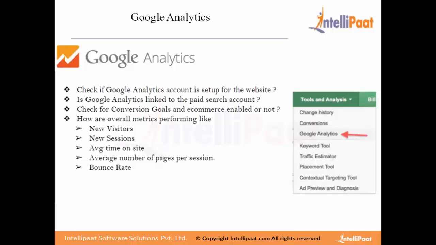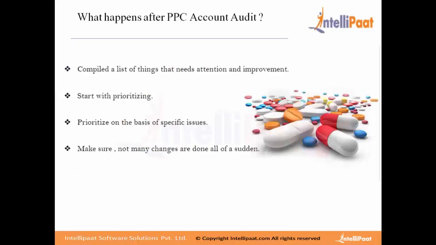When I say metrics, some of them are how many new visitors there were in a specific time period, how many new sessions, and the average time spent on the website. That also needs to be checked, along with the average number of pages per session and the bounce rate. Is there an upward trend? Is the average number of pages per session improving? Are the new visitors and new sessions really improving over a period of time? That is something which needs to be checked while doing a PPC audit.